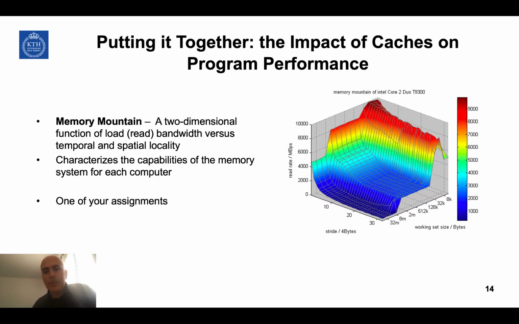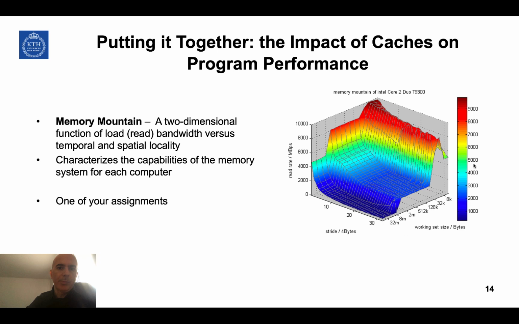So let's put everything together. This is one of your assignments. We are going to look at spatial and temporal locality on your particular processor with a particular cache system. The way to do that is to prepare a so-called memory mountain, that is a two-dimensional function of the read bandwidth versus temporal and spatial locality.